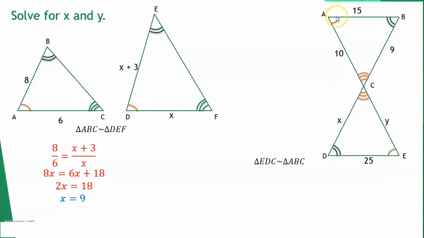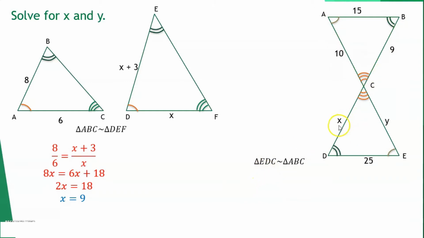EDC is similar to triangle ABC. Find the value for x and y. Take note, we have here x, that's opposite of angle E. The corresponding side of x would be 9, because 9 is opposite of angle A, and E and A are congruent angles. Now the common side given to the two triangles, we have here 15 and 25, and they're both opposite of angle ECD and angle BCA.